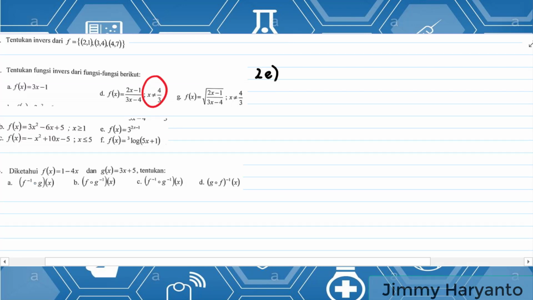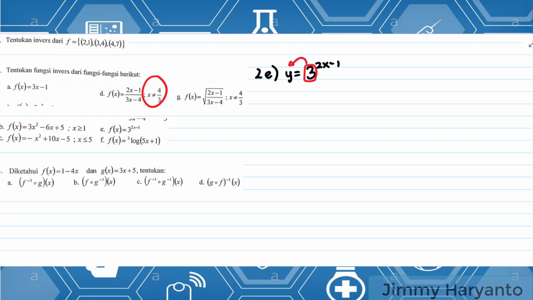Next is 2e. We already did 2d after 2a, ya tadi. So if you skip directly to 2d, the answer is different. You can see after 2a. And then 2e, y equals to 3 to the power of 2x minus 1. Since this function involves powers, we have to use logarithm. Okay, so we can move this 3 to the left side.